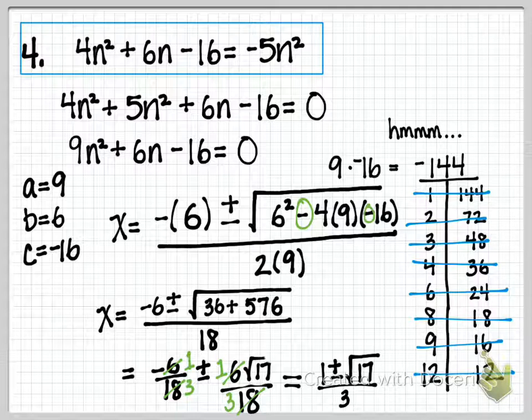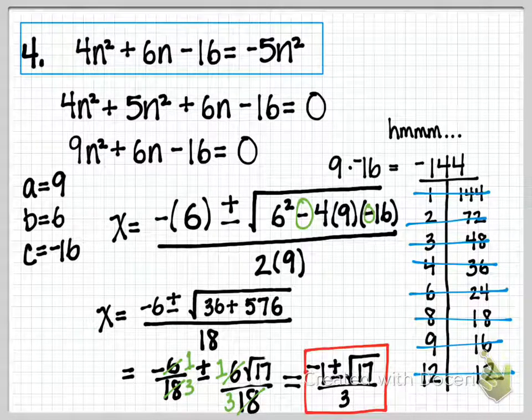That should be negative 1. I'm sorry, I see right now that I have a negative here, so I need to make this also a negative. So there we go. Now we've got negative 1 plus or minus the square root of 17 all over 3. And that would be the final solution to this problem.